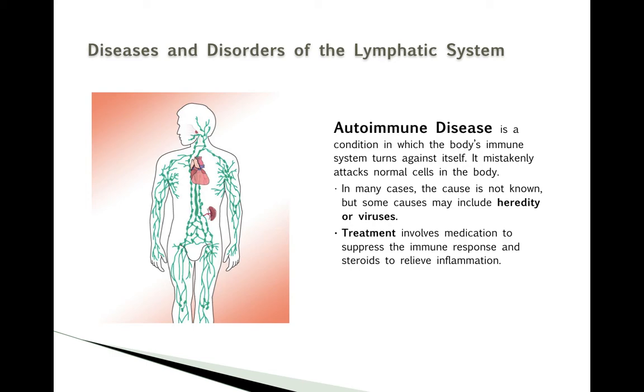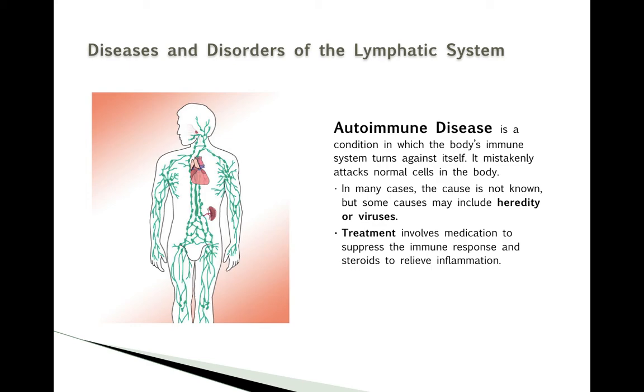In autoimmune disease, there are all different types of autoimmune diseases. Depending on the cells that are targeted, these can affect the body very differently. So in many cases, the cause isn't known. It can be linked to previous viruses that you've had that have attacked a certain part of your body. It could be heredity and just your genes. The treatment involves medication to suppress the immune response and steroids to relieve inflammation.